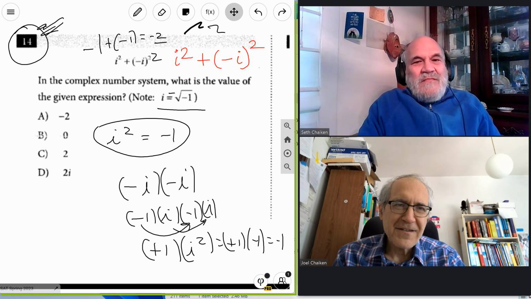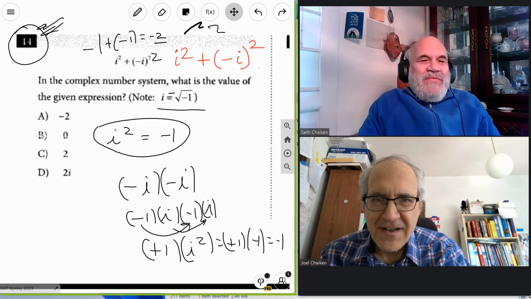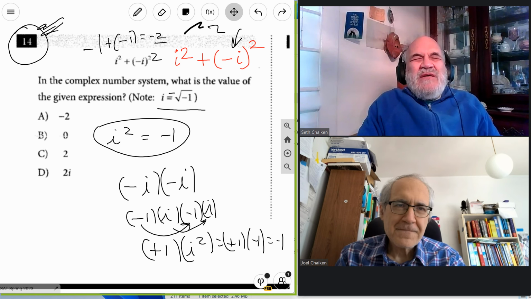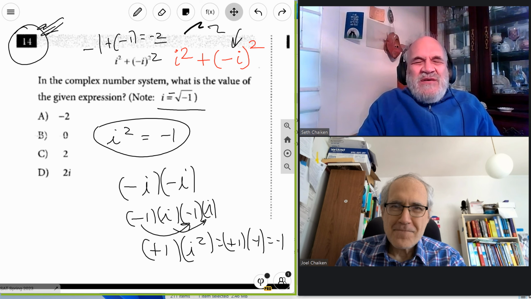What do you think, Seth? I agree. How would you approach dealing with this negative i squared thing? Well, having done problems with complex numbers a long time, I just know that negative i squared is negative 1. I memorized from experience that i squared is negative 1, and negative i squared is also negative 1.